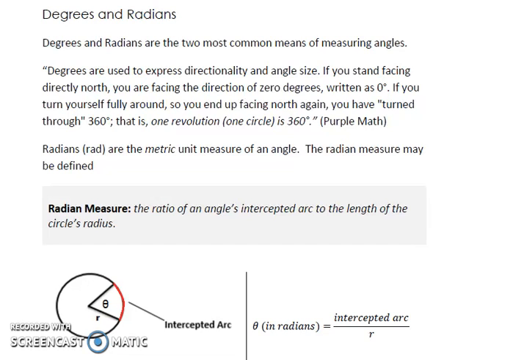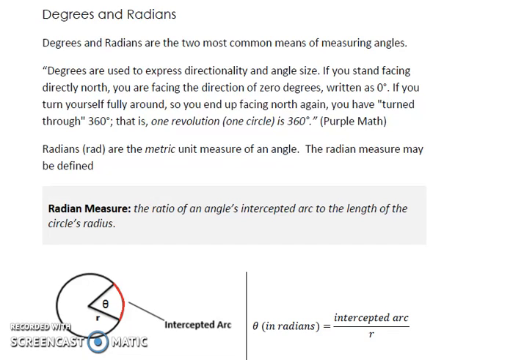In this section, we are learning about radian measure. Degrees and radians. Degrees and radians are the two most common means of measuring angles. Degrees are used to express directionality and angle size.